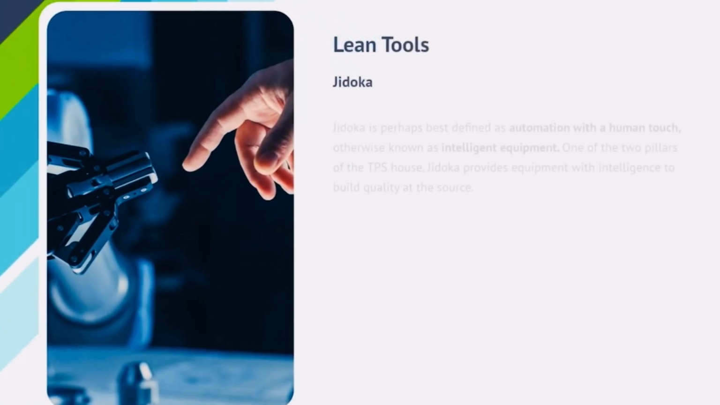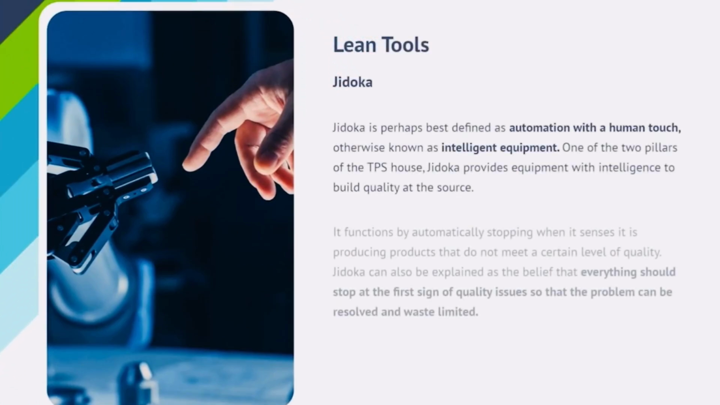Jidoka. Jidoka is perhaps best defined as automation with a human touch, otherwise known as intelligent equipment. One of the 2 pillars of the TPS house, Jidoka provides equipment with intelligence to build quality at the source. It functions by automatically stopping when it senses it is producing products that do not meet a certain level of quality. Jidoka can also be explained as the belief that everything should stop at the first sign of quality issues so that the problem can be resolved and waste limited.